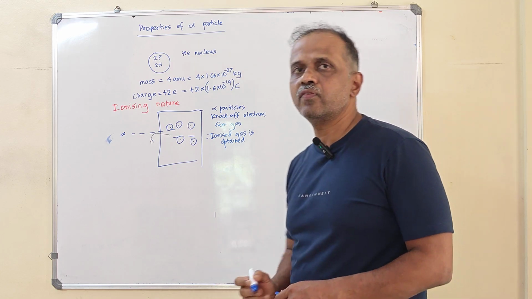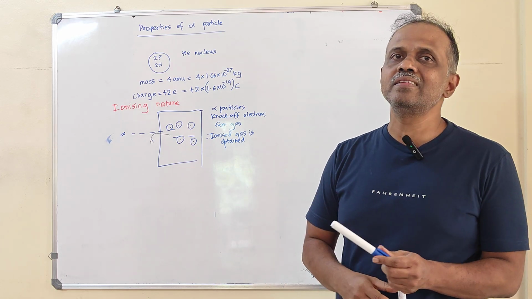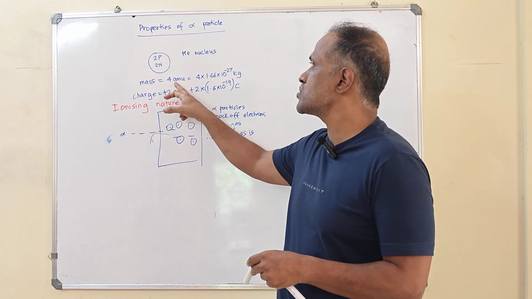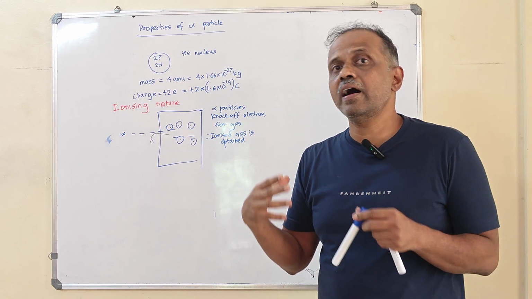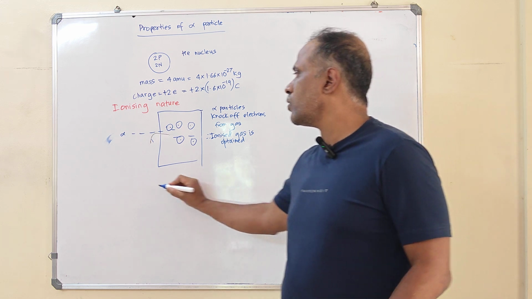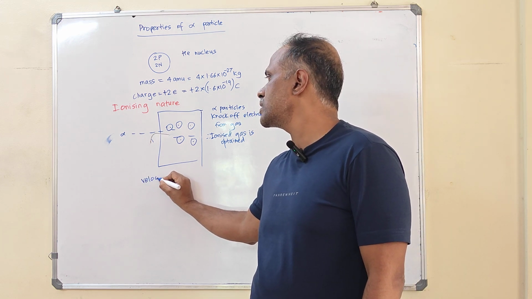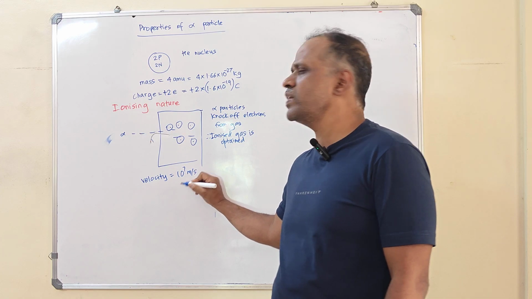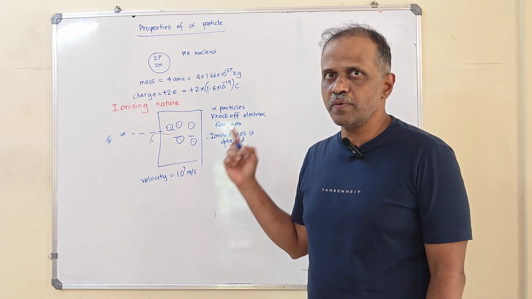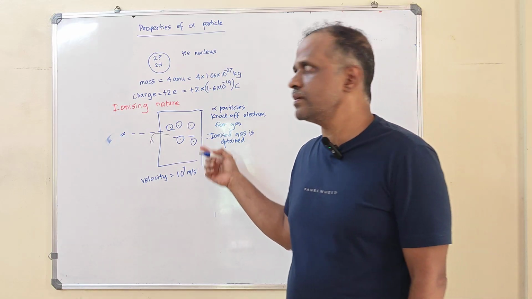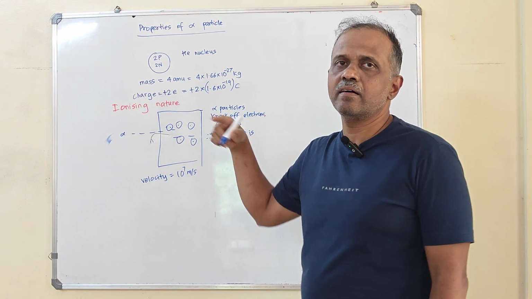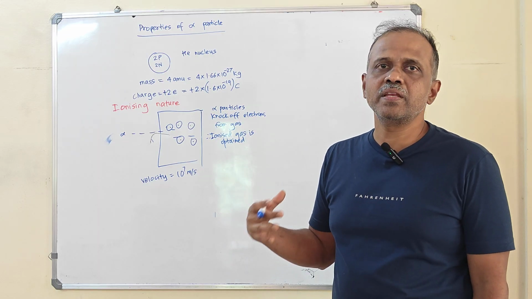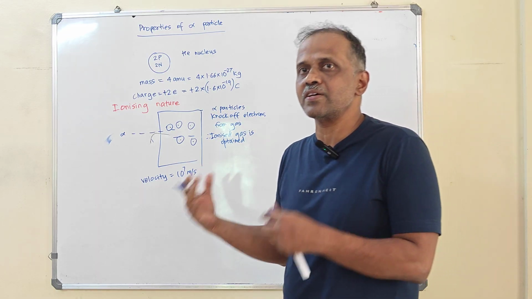Among all the three, alpha, beta and gamma, alpha has the highest ionizing power. Since it has a mass of 4 AMU, it has a higher mass, and it also has a velocity of around 10 to the power 7 meters per second, which is very low compared to the speed of light. But because of this high speed and sufficient mass, it is able to knock off electrons and ionize the gas through which it passes.